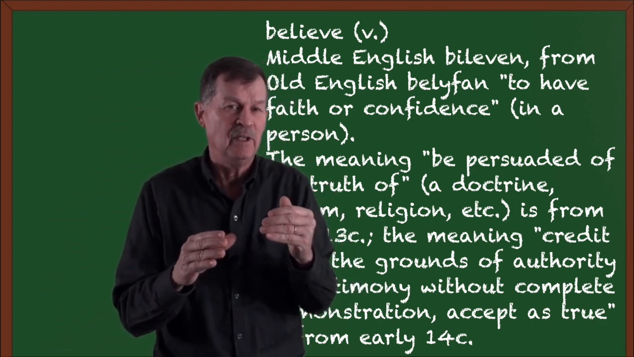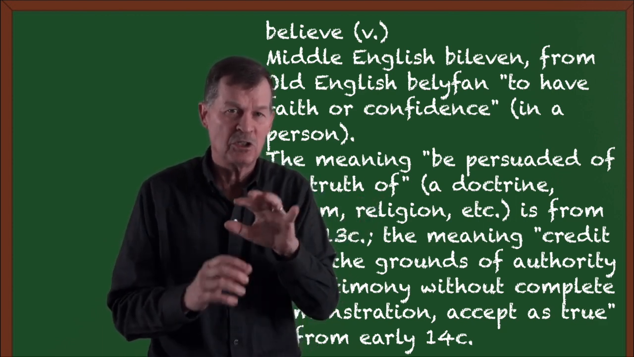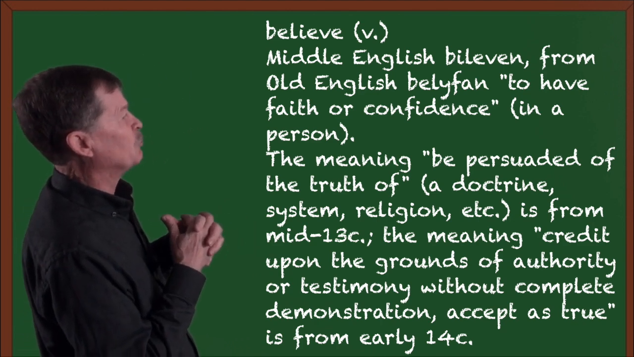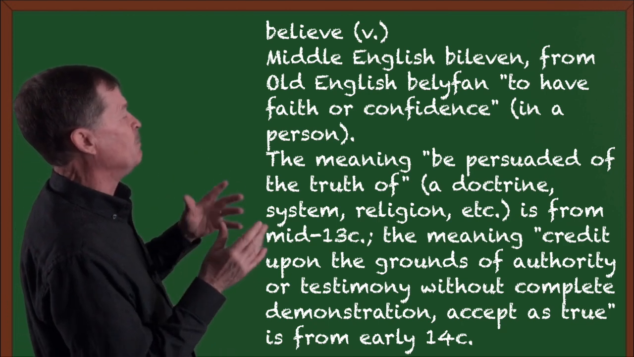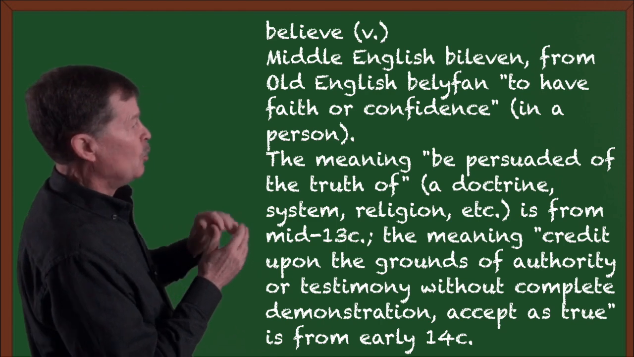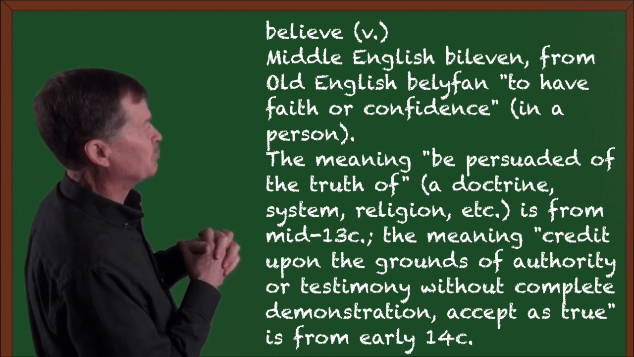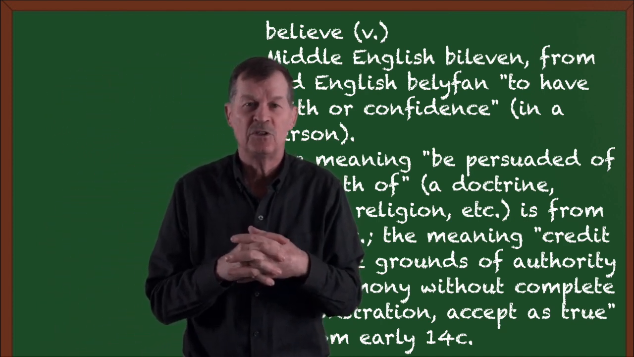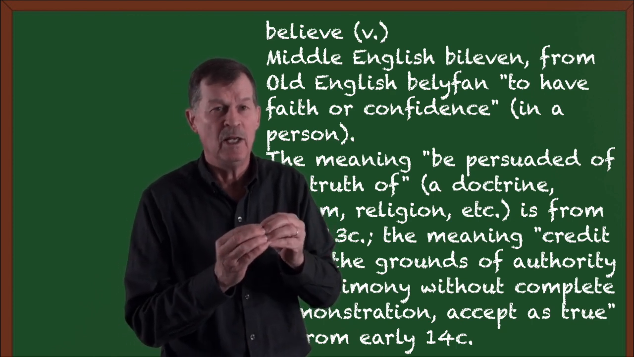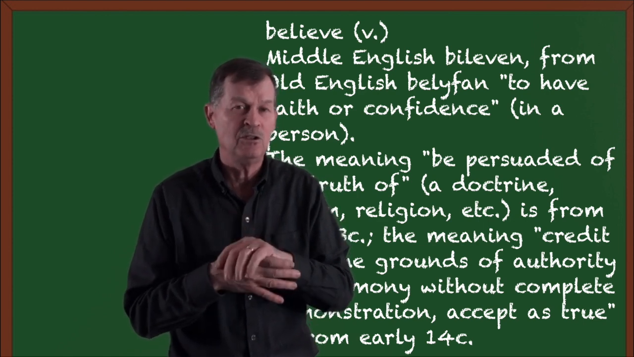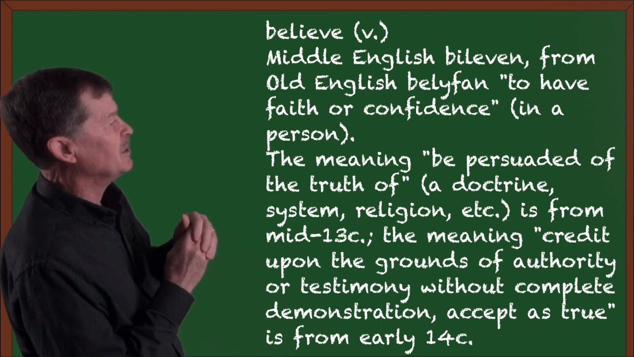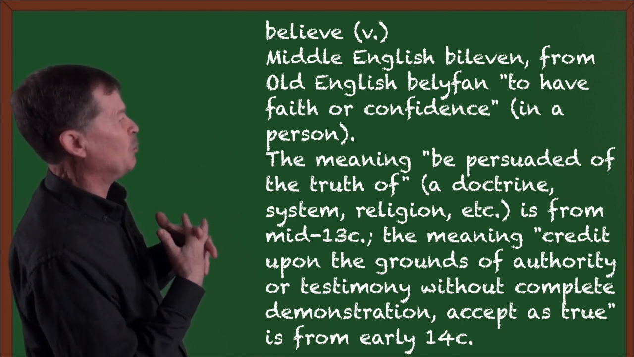So it stays as a belief and not as knowledge if I haven't justified it through the approved method, which is the scientific method. Okay, the meaning of persuaded of the truth, the doctrine, system, religion, etc., is from the mid-13th century. The meaning credit upon the grounds of authority or testimony without complete demonstration, accept as true, is from the early 14th century. Okay, so if I accept something as true based on authority, and that's what my epistemology is, based on the second source of reliable knowledge, external authority, which would be God and His revelation to us, that would be a belief because it is credit upon the grounds of authority or testimony without complete demonstration.